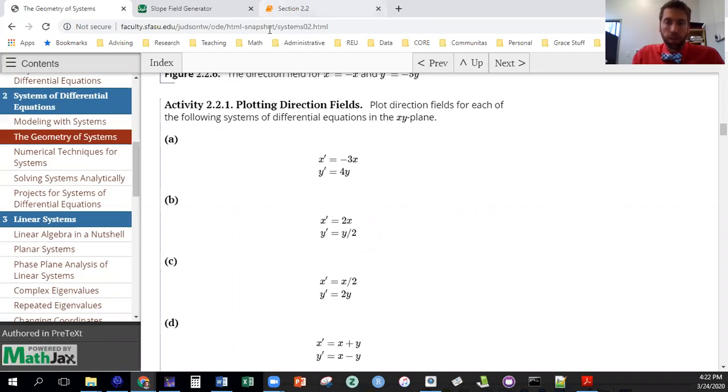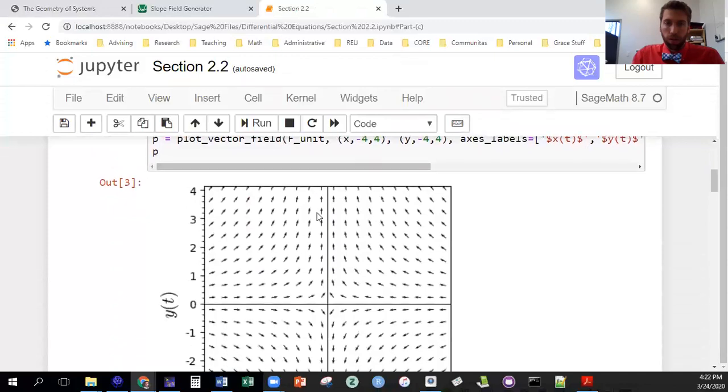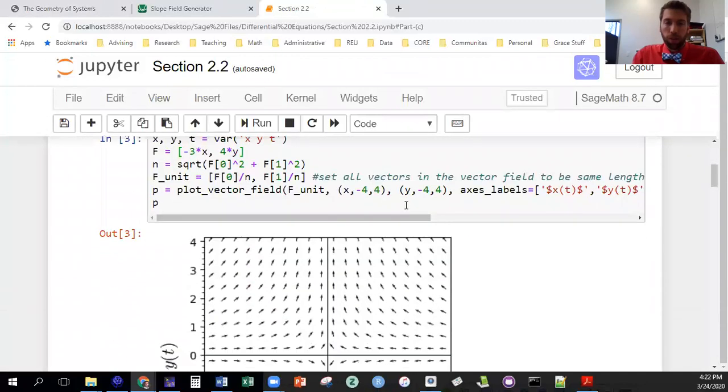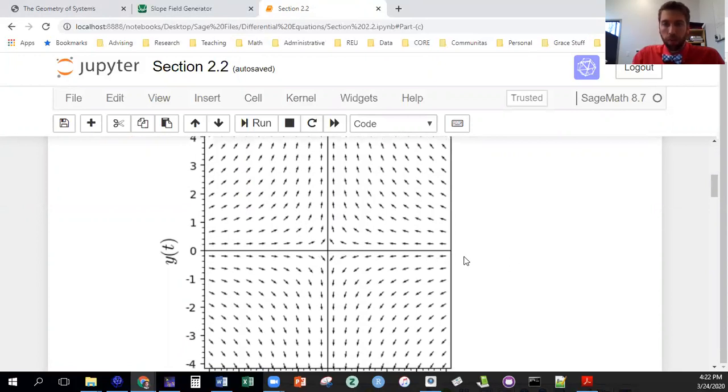You can create the direction fields. So in part A, I use this code, and the direction field for x' is -3x, y' is 4y, it goes like this. So x is going negative of where it is, so it goes towards the y-axis, but y is positive where it is, so it shoots up or shoots down.